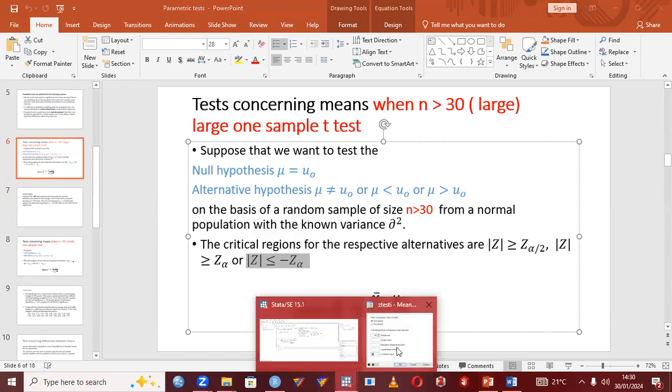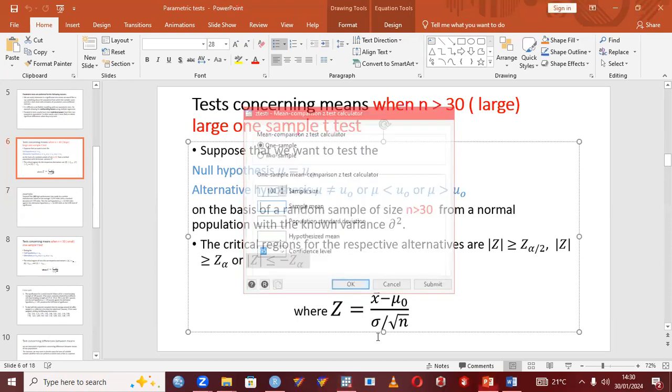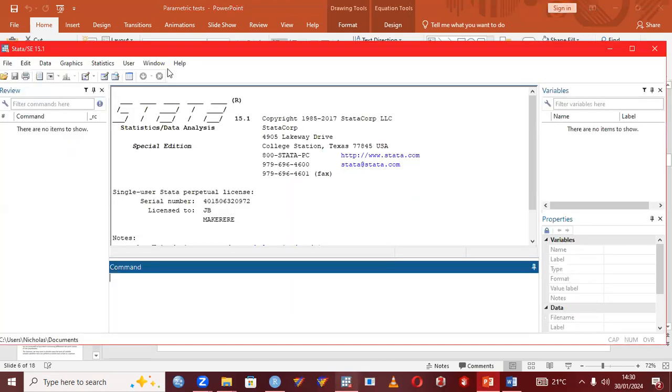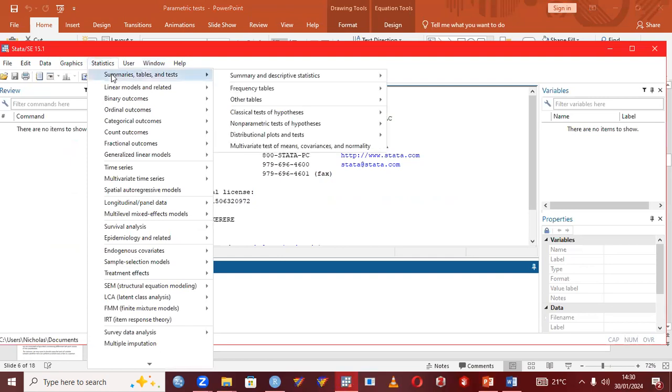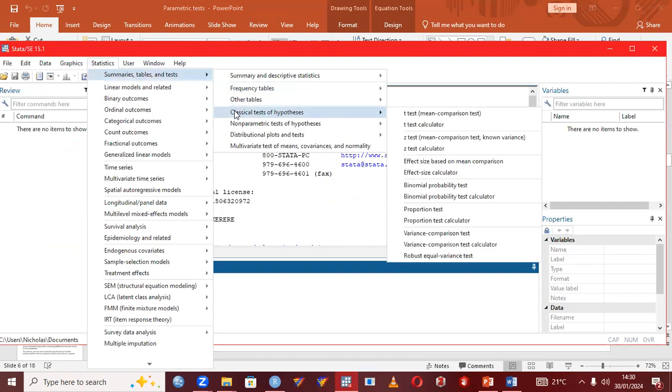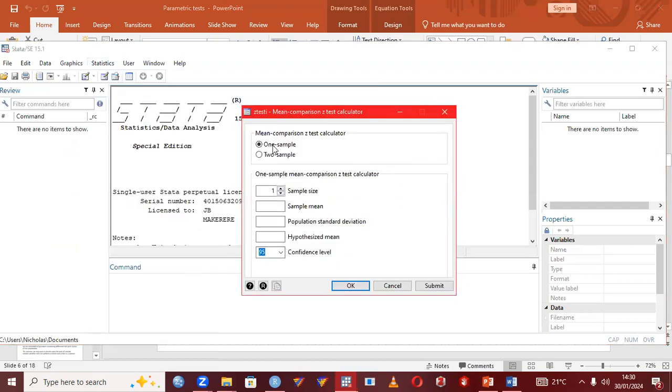So let me repeat now in STATA. In STATA, you come to statistics, you go to summary tables, and then to classical tests of hypothesis. Since our n is large, we're going to use the z-test calculator. This is the one sample test calculator. The sample size was 100. You increase the sample size to 100.